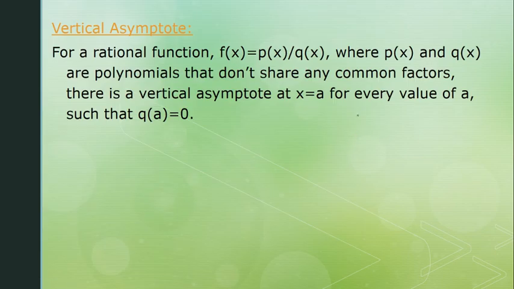So first we need to talk about vertical asymptotes, what they are, how you find them. A vertical asymptote for a rational function where we have f of x equals p of x over q of x, where p of x and q of x are both polynomials that don't share any common factors, there's a vertical asymptote at x equals a for every value of a such that q of a equals 0. So we need to know that about vertical asymptotes. That's how we're going to find our vertical asymptotes.